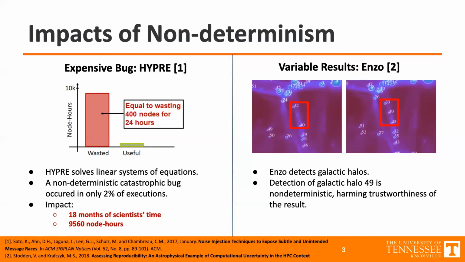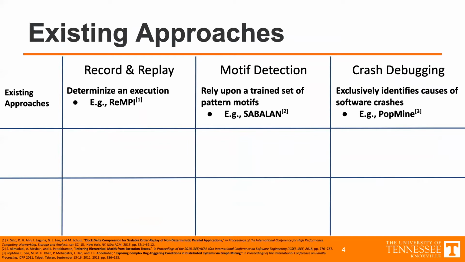Of course, with such a large problem, there are already approaches in the field to deal with this. One is record and replay, which just records an execution and then can run it the same way again. A tool you might know of that does this is ReMPI. And then another method is motif detection. We have a pretty good idea of a bunch of classic ways that non-determinism manifests like this. So tools like Sabalon just go ahead and document all these ways, and then when run on an application, will detect where that sort of repeated problem is.